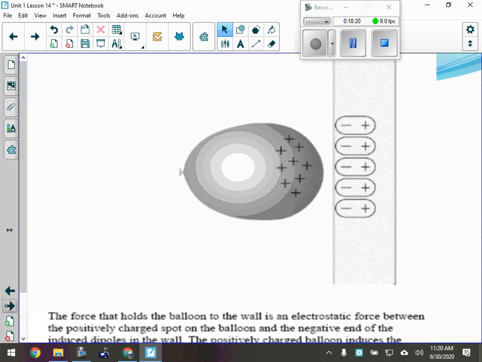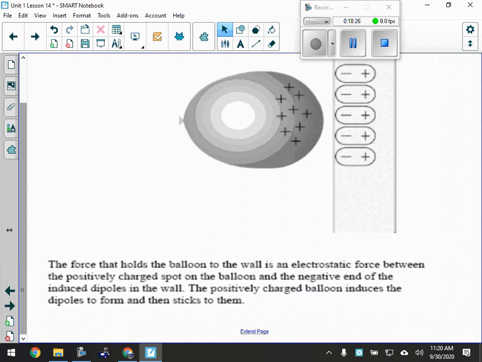Okay. Again, by the time that's happened, it's gone back to neutral. So we can kind of think of that: the force that holds the balloon to the wall is the electrostatic force between the positively charged spot on the balloon and the negative end of the induced dipoles in the wall. The positively charged balloon induces the dipoles to form and then sticks to them.